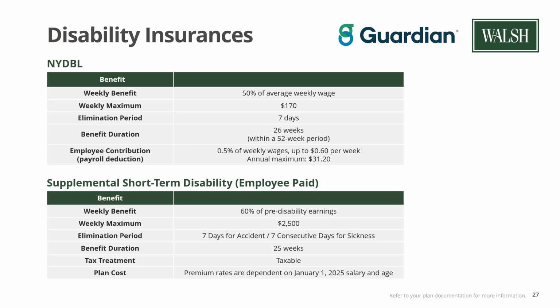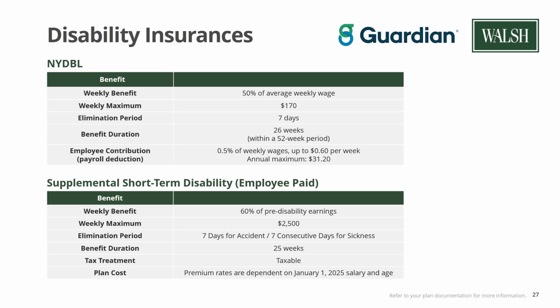Some benefits that you do have available to you: New York Disability. So this is that mandatory benefit that has a maximum weekly benefit of $170. The elimination period here is 7 days. So on day 8 of being out of work, it will start coverage, and the benefit duration is 26 weeks. You are making a small payroll contribution for this benefit. Again, it's New York State mandated.